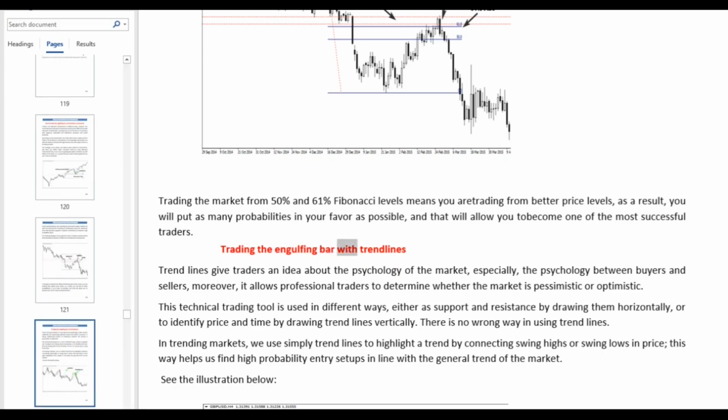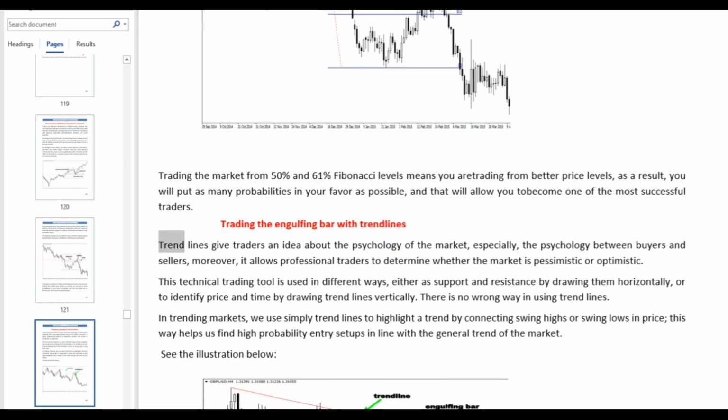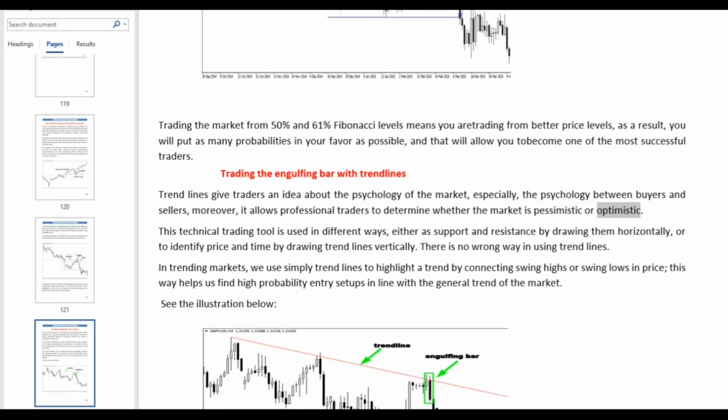Trading the engulfing bar with trend lines. Trend lines give traders an idea about the psychology of the market, especially the psychology between buyers and sellers. Moreover, they allow professional traders to determine whether the market is pessimistic or optimistic. This technical trading tool is used in different ways, either as support and resistance by drawing them horizontally, or to identify price and time by drawing trend lines vertically. There is no wrong way of using trend lines.